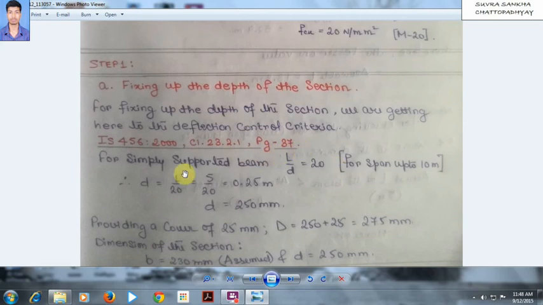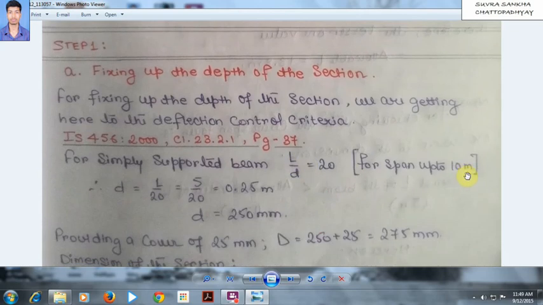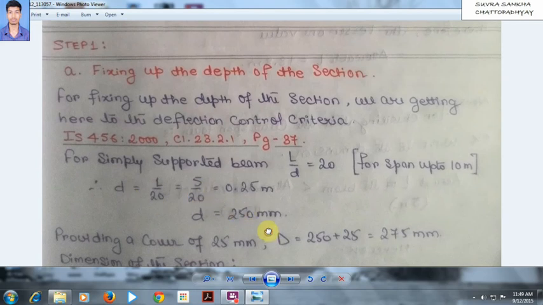For a simply supported beam, it is given that the L by d ratio, that is effective length by effective depth, is equal to 20 for spans up to 10 meter. We have a span of 5 meter, which is between 0 and 10, so we use the L by d ratio as 20. Evaluating this, d is equal to capital L by 20, which gives the effective depth as 250 mm.